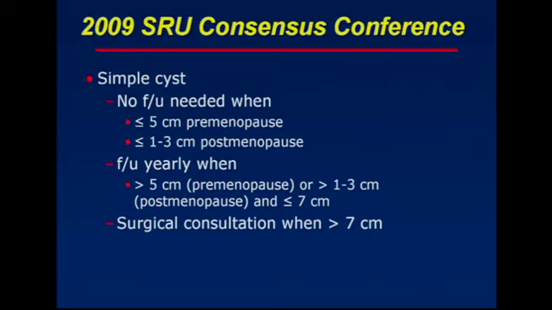So again, the SRU consensus criteria: no follow-up needed if it's less than or equal to 5 centimeters in a premenopausal patient, or less than or equal to 1 to 3 centimeters, you pick the threshold, in a postmenopausal patient. Get a follow-up yearly if it's over 5 centimeters or above that threshold, and still less than 7 centimeters. And if it's over 7 centimeters, you might consider a surgical consultation.